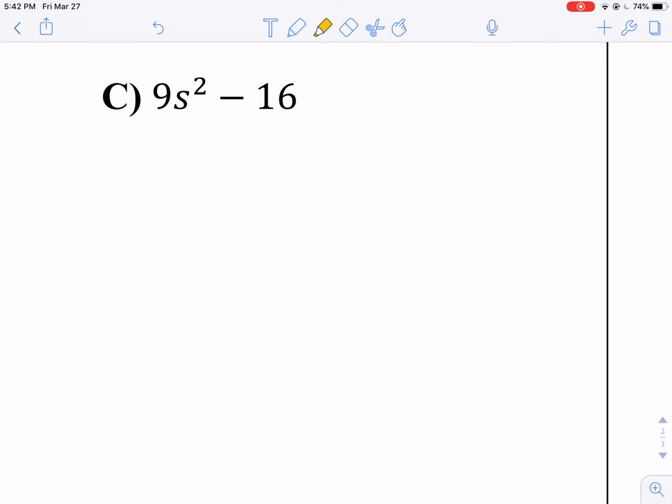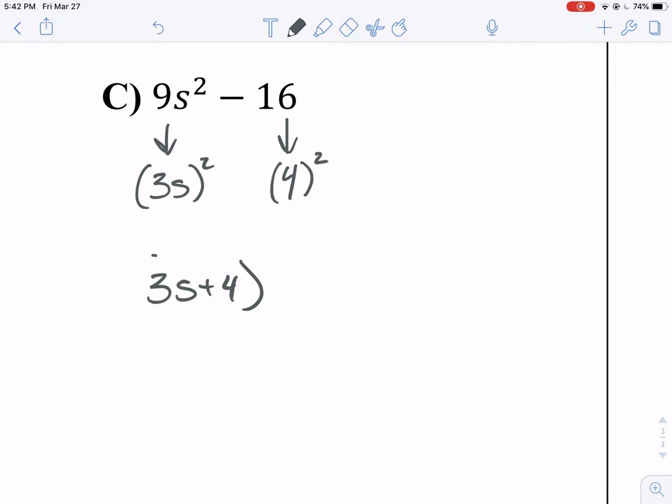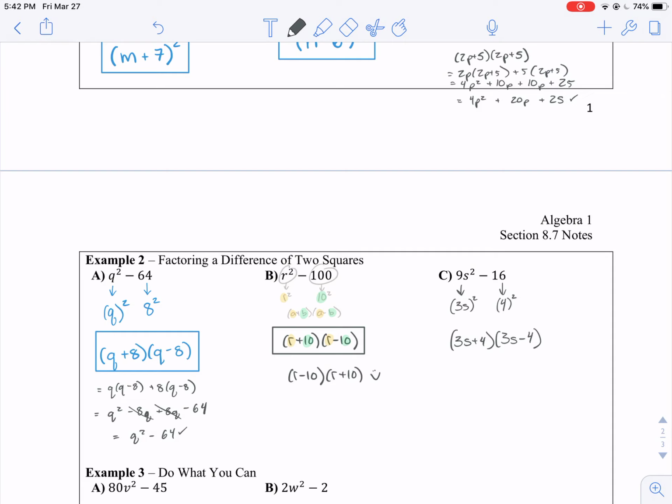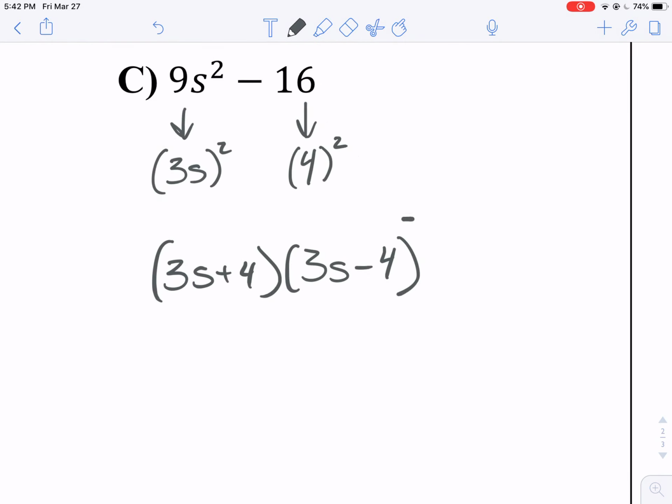And lastly, following that same process, go ahead and try out number C. Here, the square root of 9s squared. Well, 9s squared is equal to 3s, quantity squared, and 16 is equal to 4 squared. So that gives us 3s plus 4, 3s minus 4.